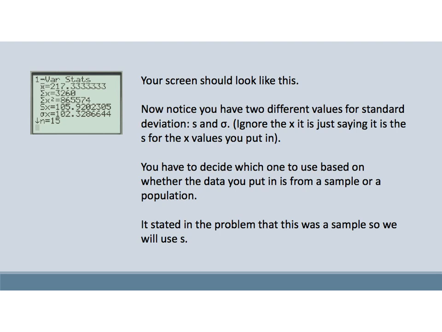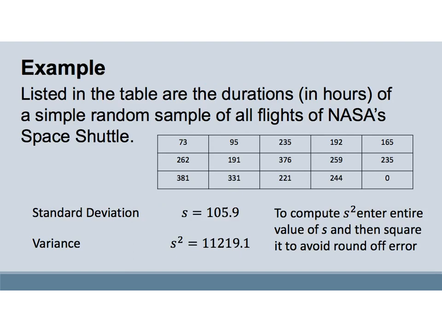Ignore the little x there beside the S and the sigma. That's just the calculator saying that this is a standard deviation of the x values you gave me. So the x doesn't mean anything, just pay attention to the S and the sigma. So your answer for this one, the standard deviation is 105.9. And on your paper it said, did we use S or sigma and why? You would want to circle S and put because it's a sample.